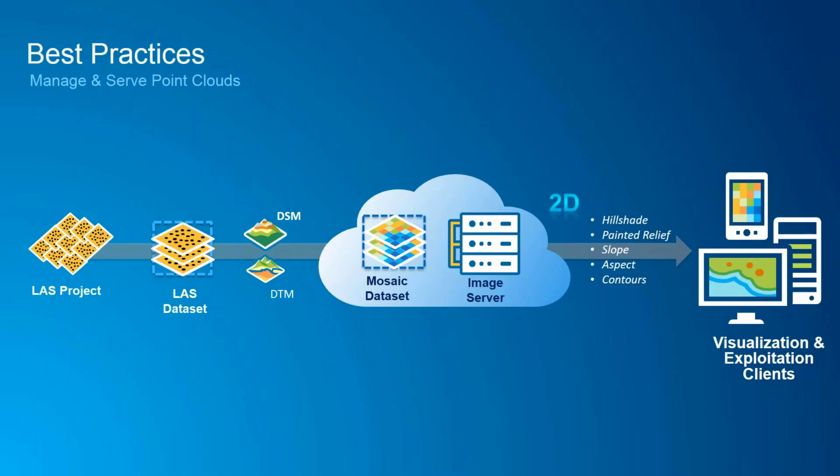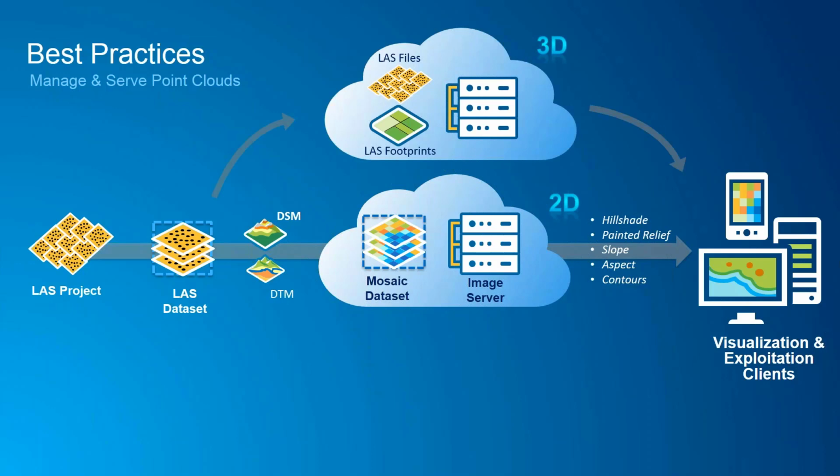So in the first case, as we talked about, we get our LAS files and we'd actually generate a DSM or a DTM from those files. We put those into a mosaic data set. The image server would serve them out, typically as 2D products for some type of exploitation. And using the power of the image server and the mosaic data sets, we could actually apply raster functions to those derived data sets and create hill shades, painted relief, slope, aspect, contours, etc. And so this was our standard way of working with point clouds for a while.